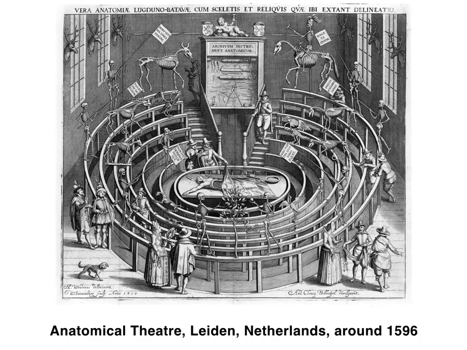This is the anatomical theatre in Leiden, in the Netherlands. It was built in 1596. Students would gather on the stepped tiers to watch the dissections of human or animal bodies taking place on the raised platform at the centre of the ring.